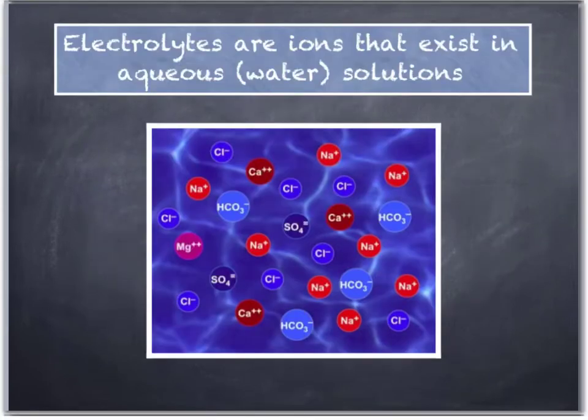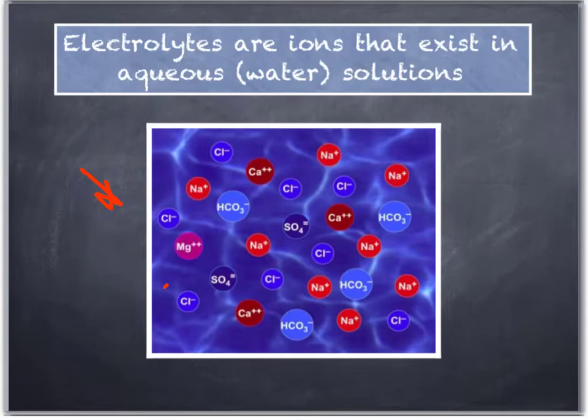I guess the easiest way to explain it is to say that electrolytes are ions that exist in water, aqueous solutions. So right here's an illustration of some ions. We can tell they're ions because they have charges and they're floating around in what looks to be water. So we have some electrolytes here. Now I do want to point something out.